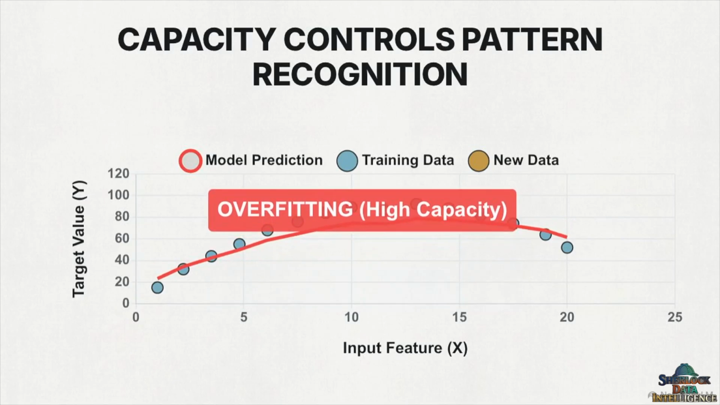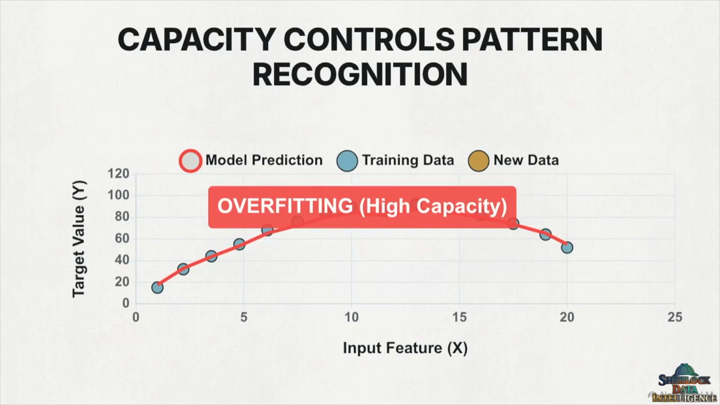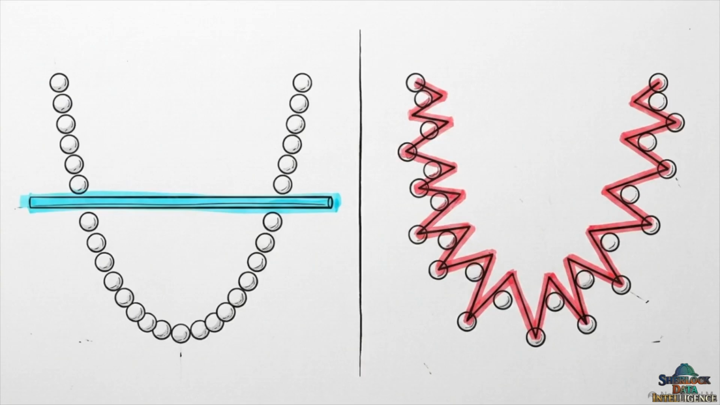If we push the capacity too high, for instance by letting a decision tree grow infinitely deep, the model becomes hyperflexible. It draws a jagged, chaotic line that touches every single dot on the graph. This is overfitting. The algorithm has perfectly memorized the random noise of this specific set, but it has learned nothing about the underlying pattern. When we introduce a new set of data, the model's predictions miss the mark entirely.